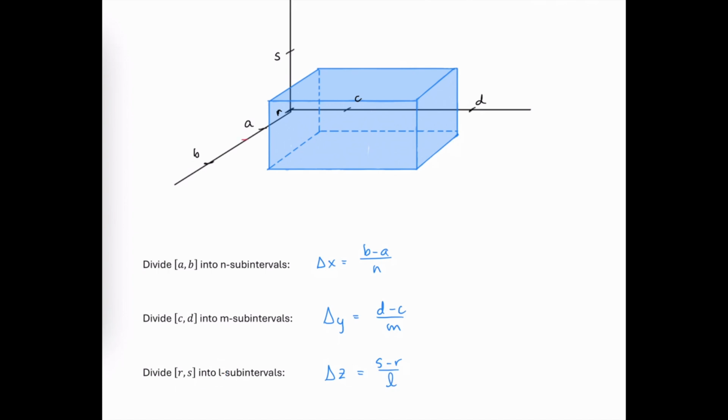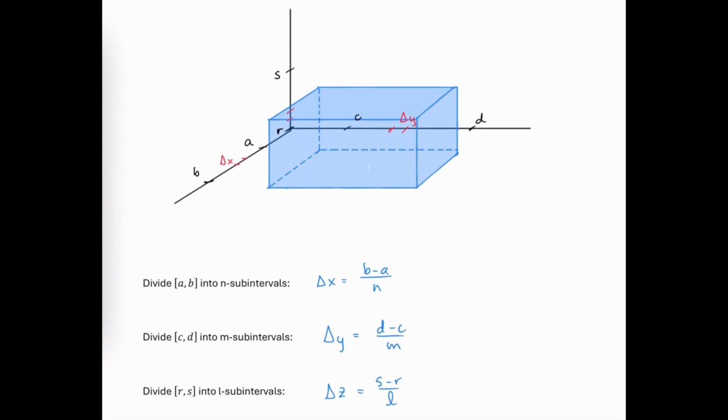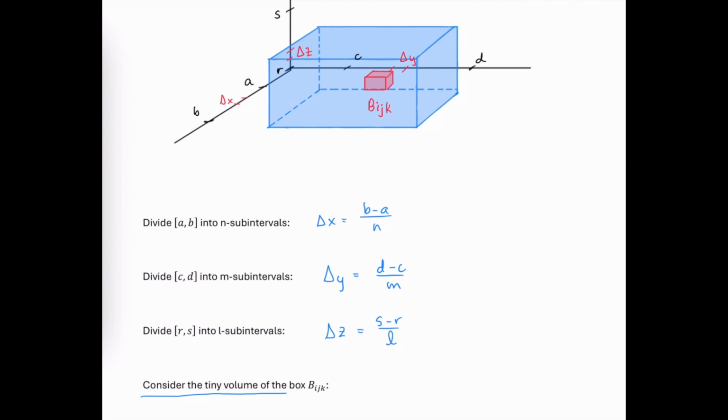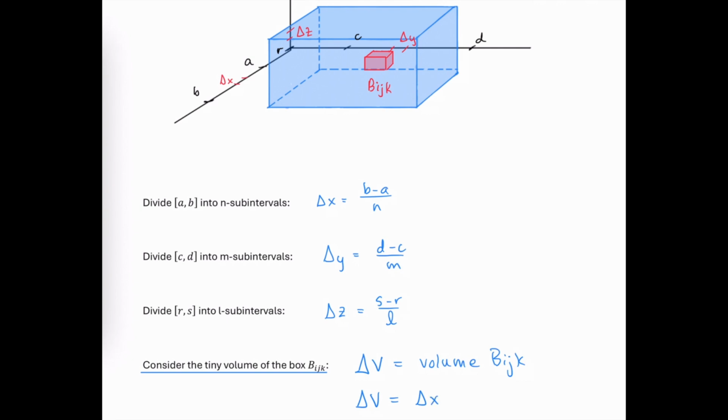So we can look at the ith subinterval in the direction of x, which is delta x wide, the jth subinterval in the direction of y, which is delta y wide, and the kth subinterval in the direction of z, and we'll call this delta z wide. Now, when we fly all of those sections out into that domain region, we get what we'll call the Bijk block in here. And now let's consider the volume of that little tiny box. We'll call that volume delta V, which is the volume of the Bijk box, which can then be calculated by looking at the length times the width times the height.